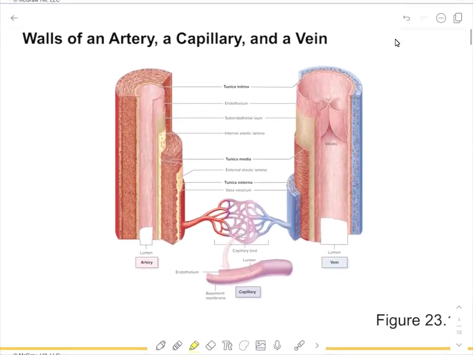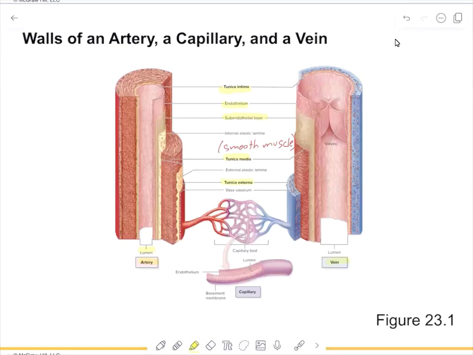This slide compares the artery, capillary, and vein wall. When we look at the artery first on the left side of the diagram, we can see the opening where the blood flows, called the lumen. And the three layers from inside to out would be the tunica intima, which is endothelium. It has a layer under it called the subendothelial layer. The middle layer is the tunica media, which has all smooth muscle. And when it contracts, it's responsible for causing blood to travel throughout the entire body. The outer layer is the tunica externa.